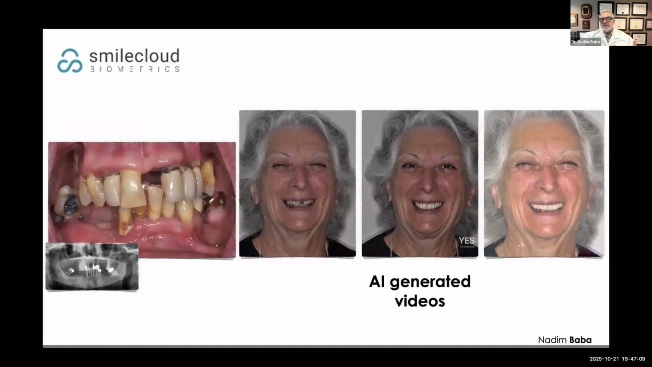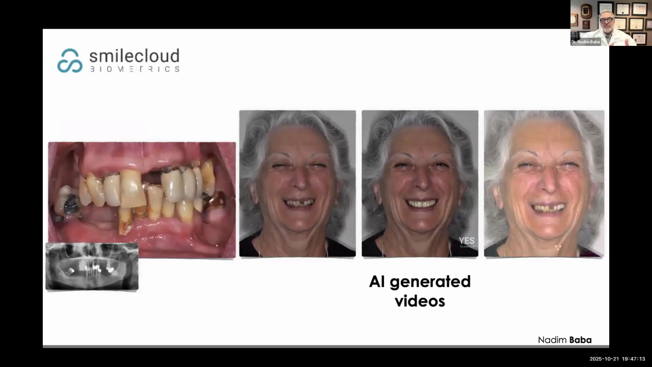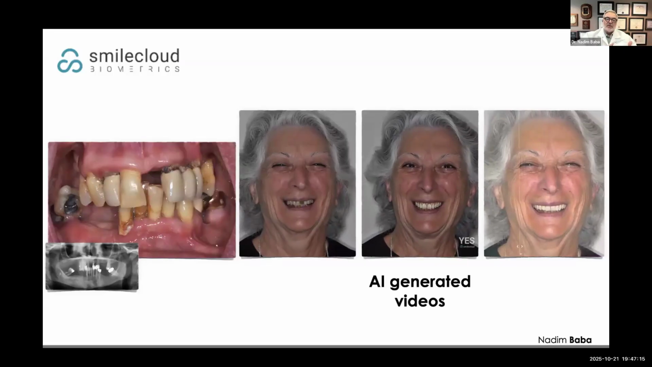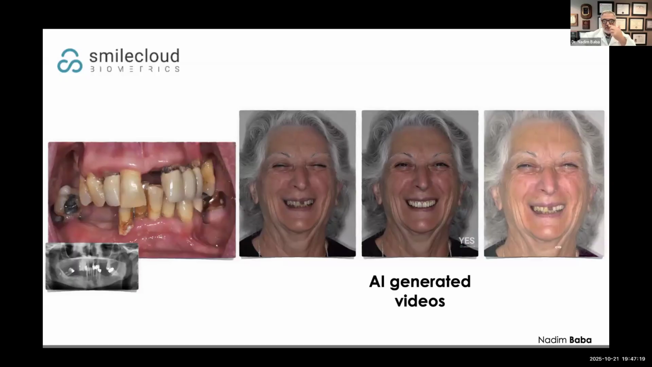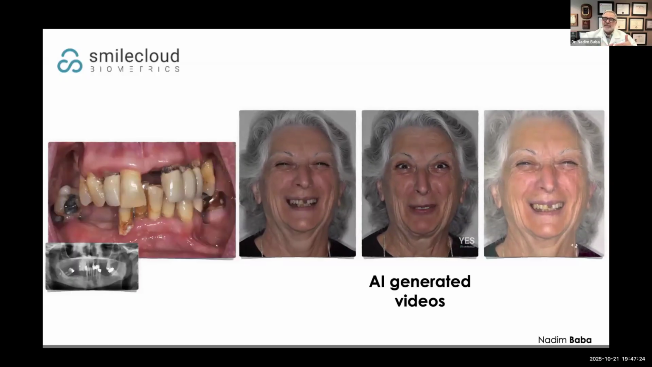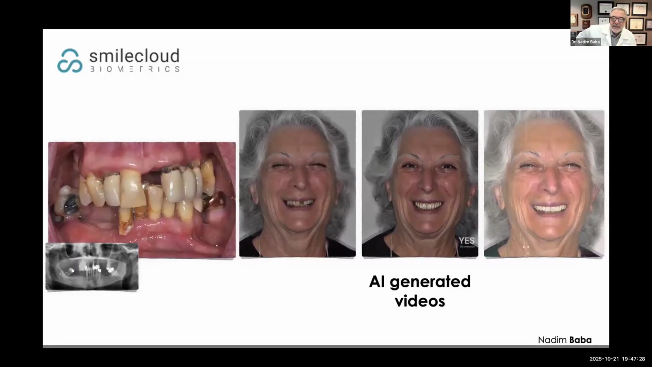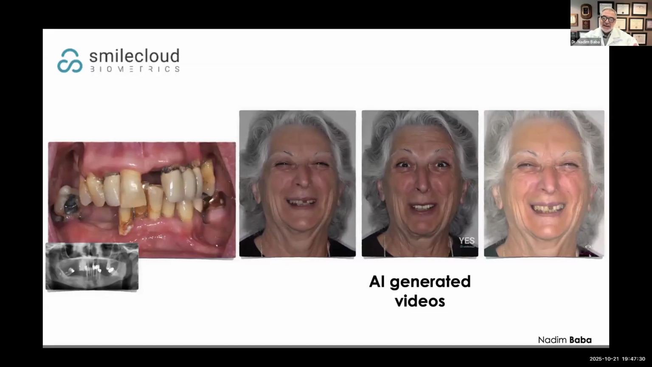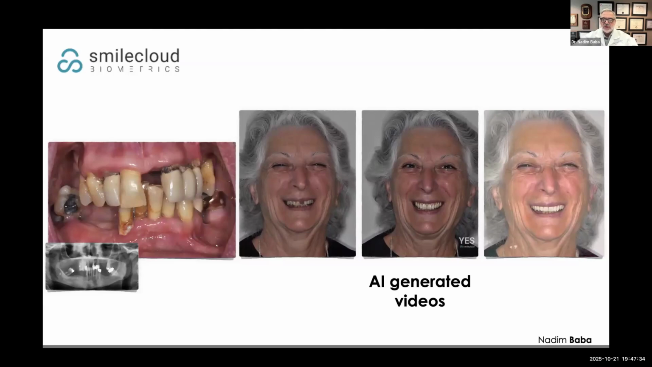The other thing I've been using is the SmileCloud Biometrics. What it does is you take a photo of the patient, you take an intraoral photograph. This happens to be a complete denture patient, but the same principle applies for a dentate patient. Now here, it generates some videos by AI, and the patient didn't like that smile. She thought the teeth were too big, were too wide. She showed a lot of pink.